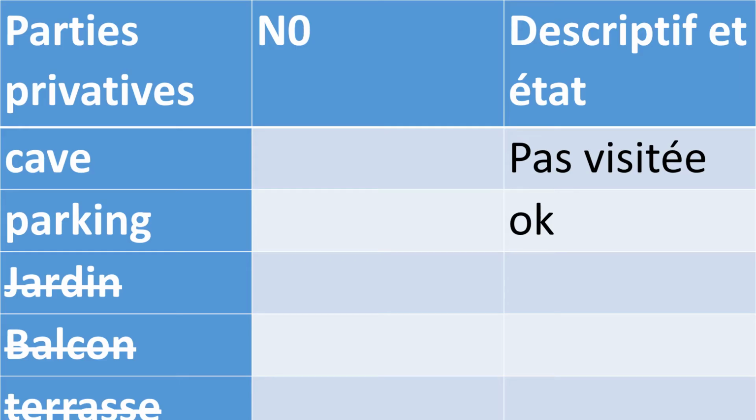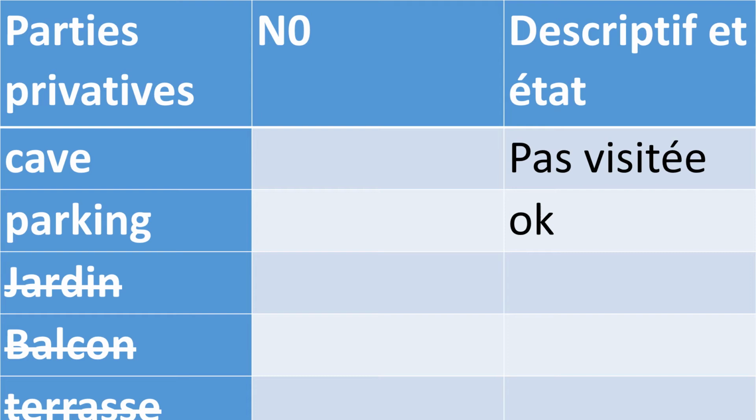So imagine a form like this, where you have a kind of table, and on the left you have the various parts like cave, which is the cellar, parking, car park, jardin, garden, balcon, balcony, and terrace, your patio. Okay, so what you have to do is really to go through all these places and put something which you will agree with the owner in the part which says descriptif et état.